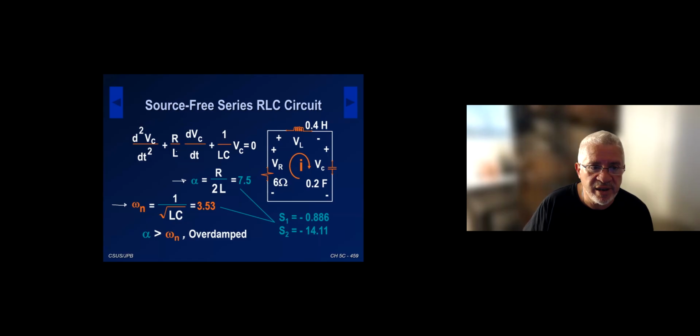That's what you see, this thing divided by 2. So in this case, it's 7.5. The natural/resonant frequency is the square root of that value associated with VC. So it's 3.53. What case do we have? We have the overdamped case. Alpha is larger than omega n.